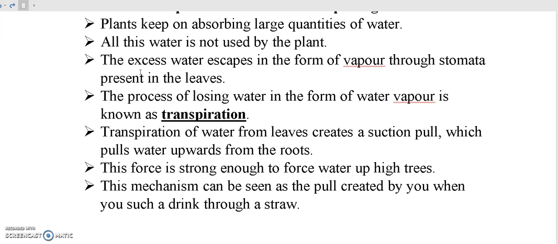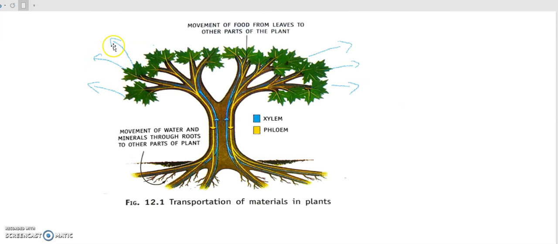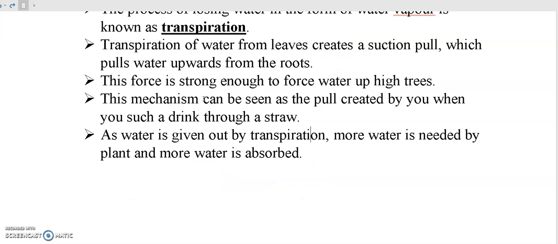Now, we know that water is given out by transpiration, right? So naturally, more water is needed by the plant. And because more water is needed by the plant, more water is absorbed. So basically, this process of evaporation, of transpiration keeps on going. So naturally, this can't remain empty, and so the plant is continuously taking water. And this process is going on continuously.